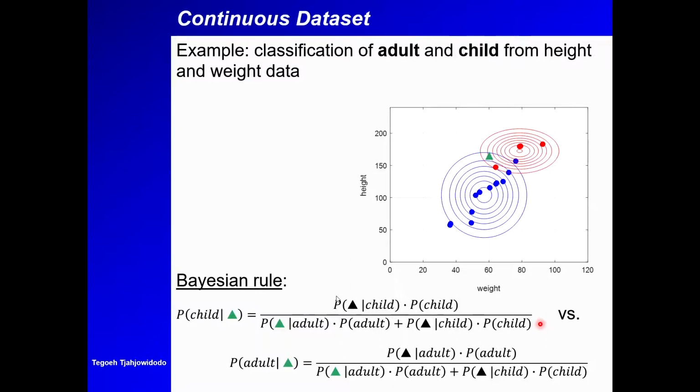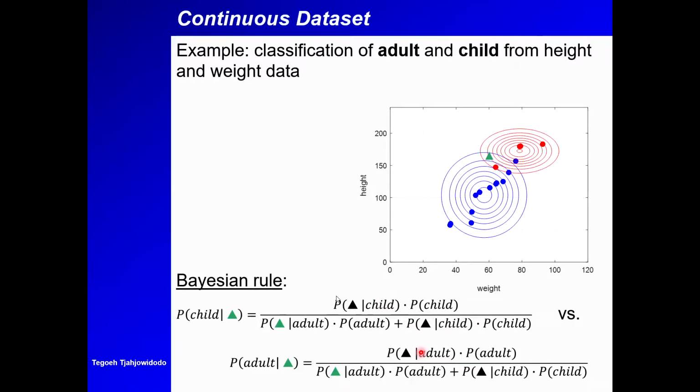But the problem now that we have to face, before that, I need to mention, if you look at these two formulas, the probability of child given the new individual and the probability of adult given this new individual, if you compare these two equations, they share the same denominator, right? Since what we need to classify the new individual is just to compare which one is largest, we don't have to be bothered with the denominator because the denominator is the same. So let's just compare the numerator. Which one is largest will be the winner. So that's the first thing that I want to highlight here.